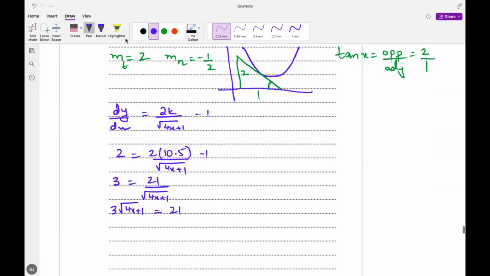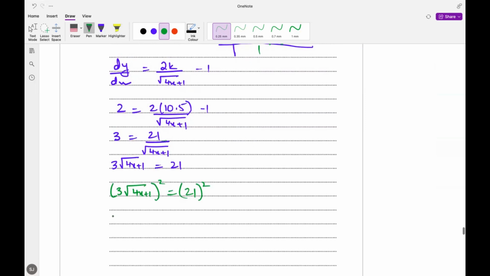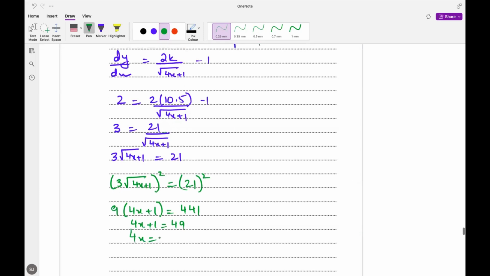To find the value of x, we'll square both sides. So squaring 3 into square root of 4x plus 1 and 21, we'll get 9 into (4x plus 1) equals 21 squared, which is 441. 441 divided by 9 is 49. So 4x plus 1 will be equal to 49. So 4x is equal to 48 and x will be equal to 12.